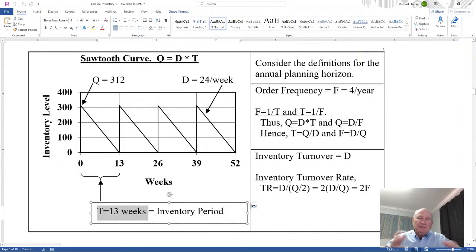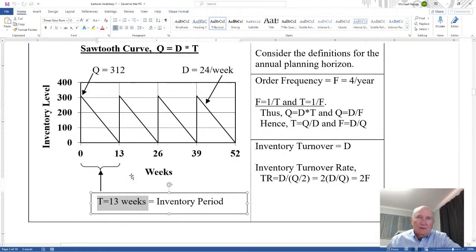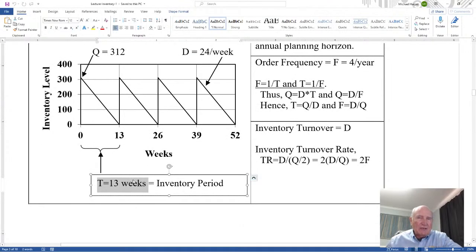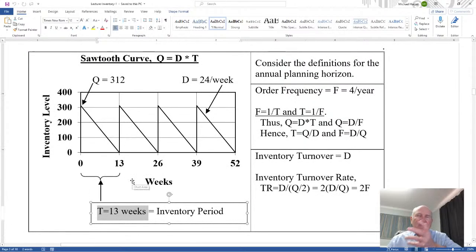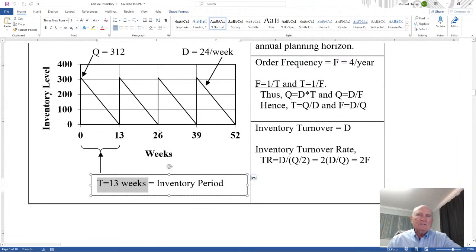So we'll always use that time standard. If you have 13 weeks, notice 13 weeks is really 1/4 of a year, which is really 1 quarter. So units are important. Language is important. If I ask you, what's the inventory period in weeks? Then the answer is 13. But if I said, what is the inventory period in quarters? The answer would be 1.